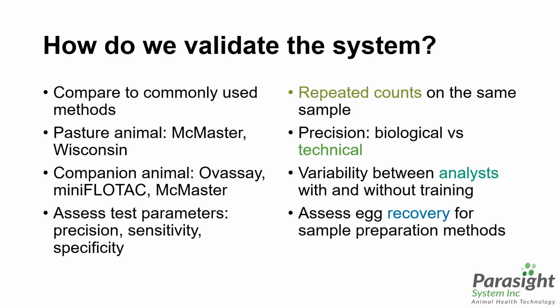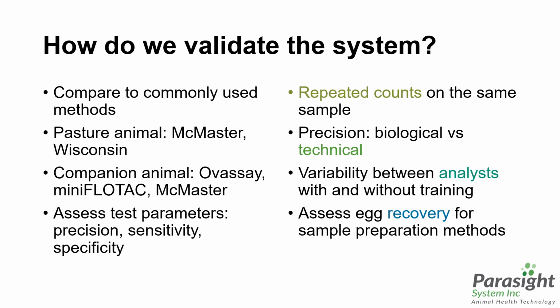In order to validate the Parasight system, we compare the results from the unit to commonly used methods. For pasture animals, this can include McMaster, Wisconsin, and Mini-FLOTAC, and for companion animals, it can include ova assay, Mini-FLOTAC, and McMaster counts. We assess different test parameters by performing repeated counts on the same sample. Performing repeated counts and taking the mean helps take into account some of the subsampling variability discussed earlier.